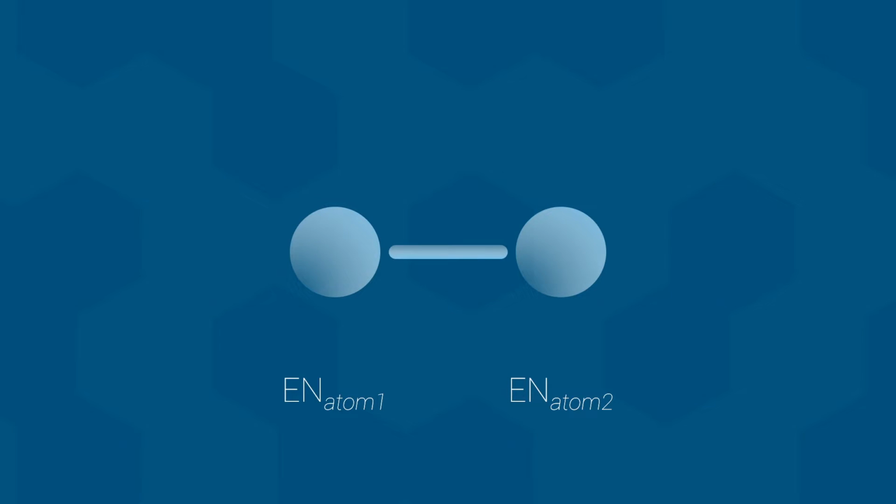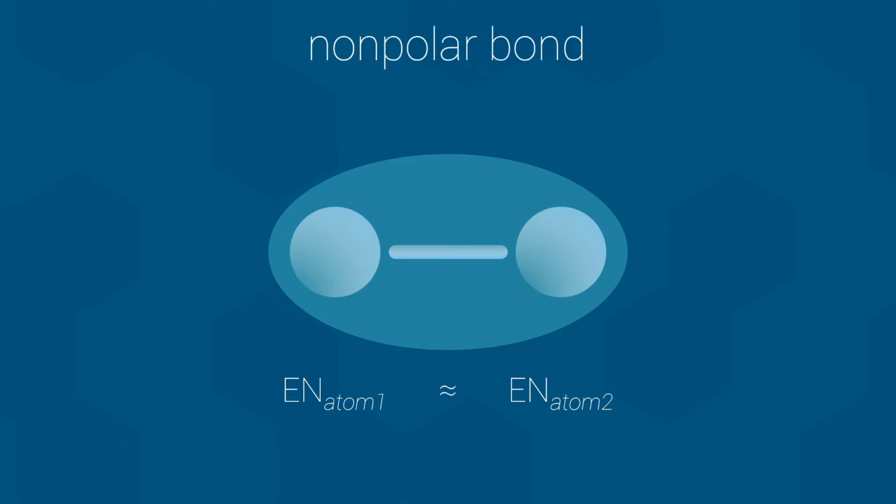As an example, let's consider 2 atoms. Each atom has an electronegativity value, and they are forming a covalent bond. If the 2 electronegativity values are similar, the electrons in the bond will be more or less equally shared. This is what we refer to as a nonpolar bond. But what if the difference in electronegativity increases?